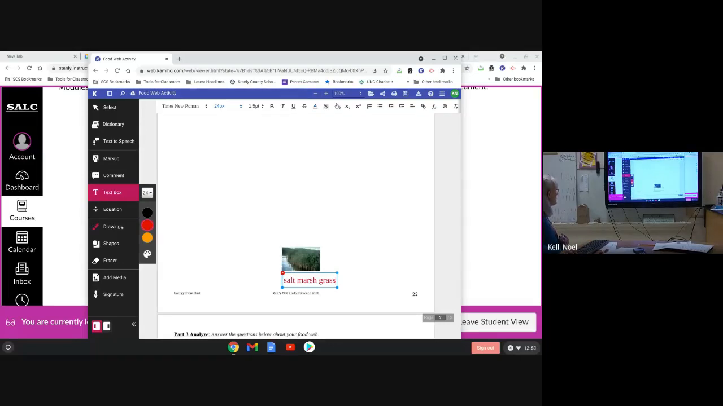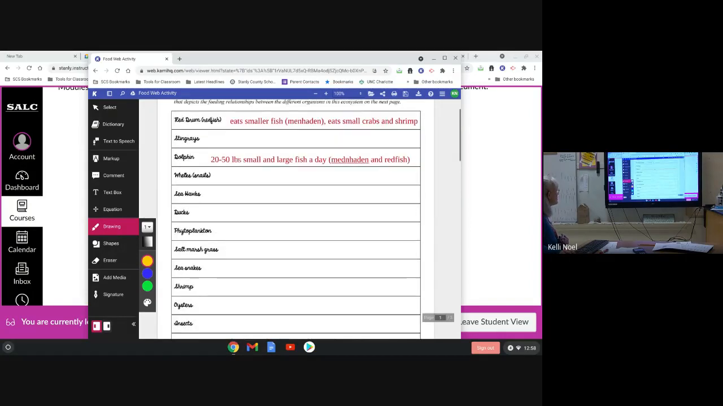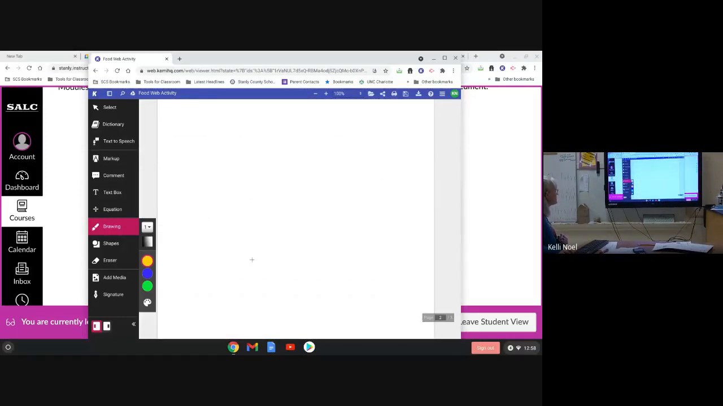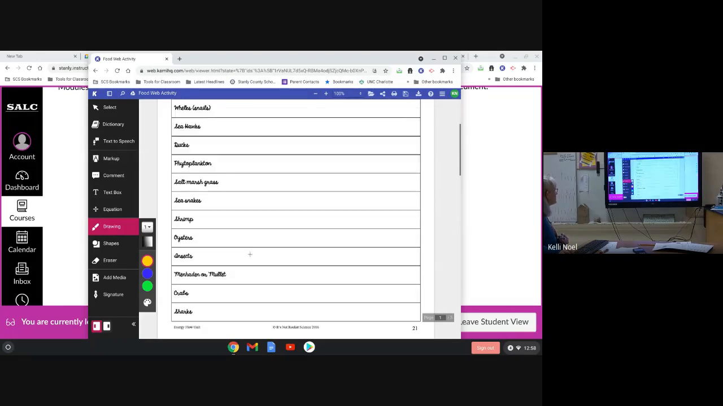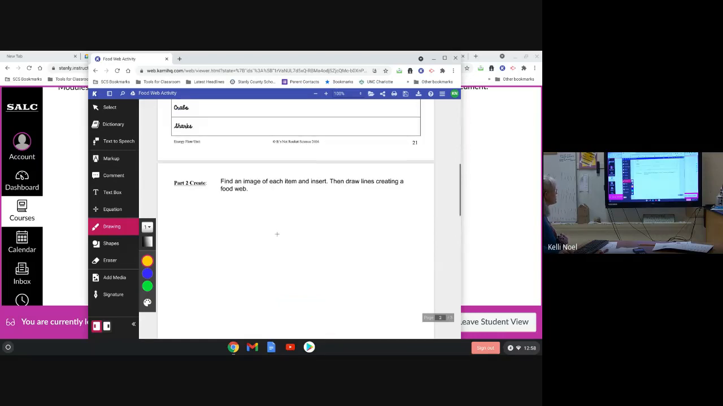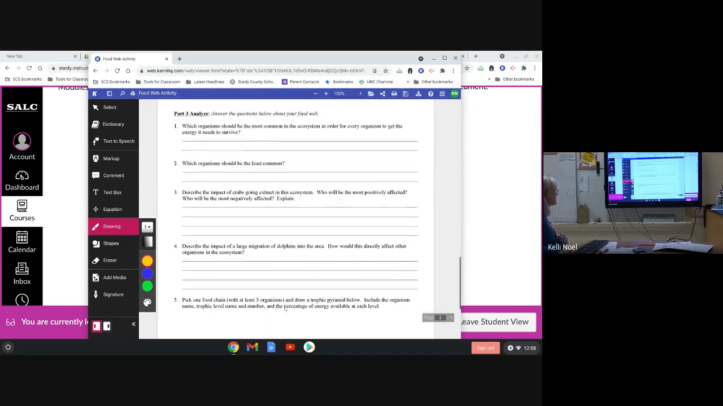When you get all the pictures, then you can use the drawing tool. I don't know if you can get an arrow. Yeah, you can insert lines, but I really need an arrow. So I don't know if you can, that just does a line. You really want an arrow. So you can insert by drawing a line with an arrow pointing to what eats the salt marshes. So any organism up here that eats salt marsh, you're going to draw a line from the salt marsh grass to that organism. Anything that makes its own food, you'd have kind of down at the bottom, and so forth. So you're creating your food web, and then you're answering these questions based on that.